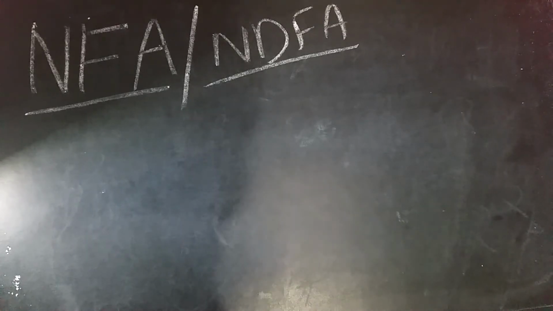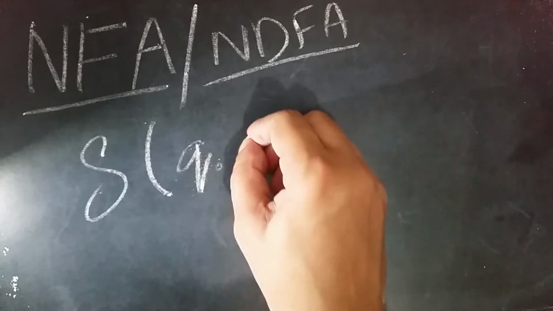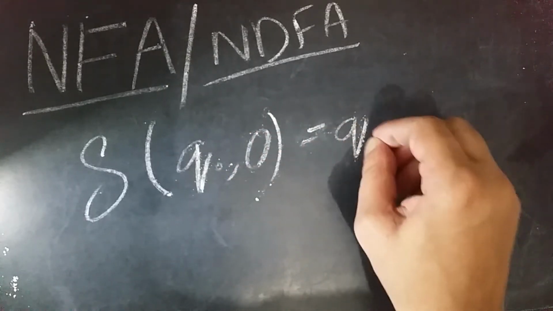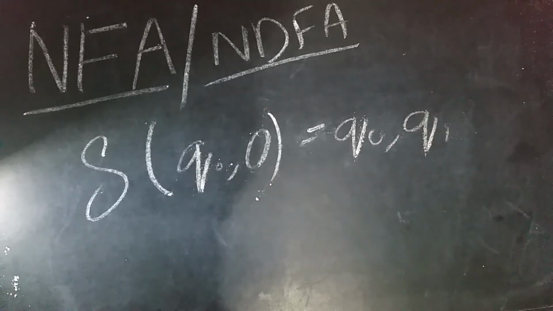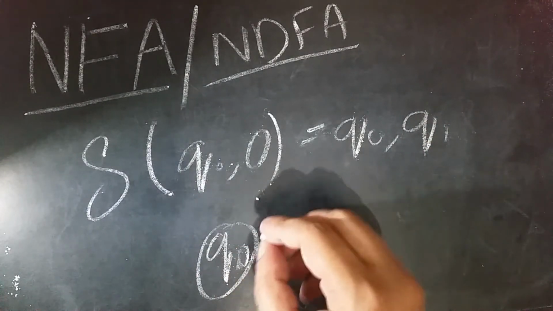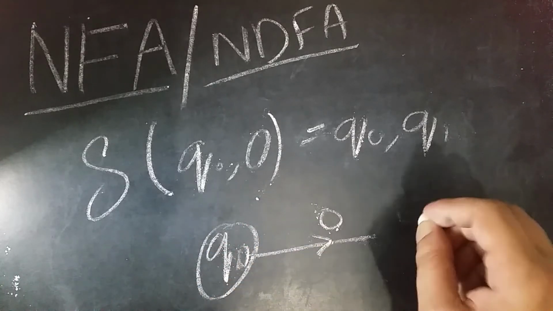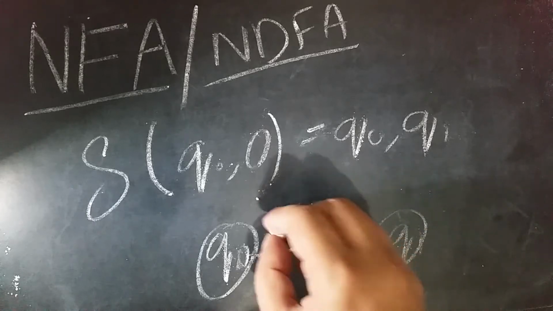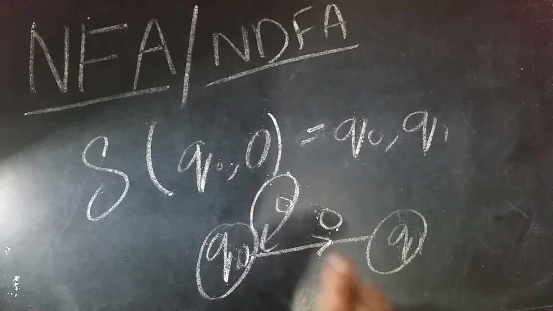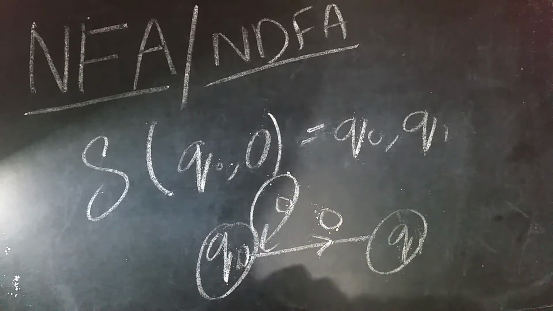If I were to give an example, it would be on Q0, if the input is 0, go to Q0, Q1. So we'll say on Q0, if the input is 0, we have to go to both Q1 and a self loop to Q0. Now since on one input 0 there are 2 transitions, it is an NFA.